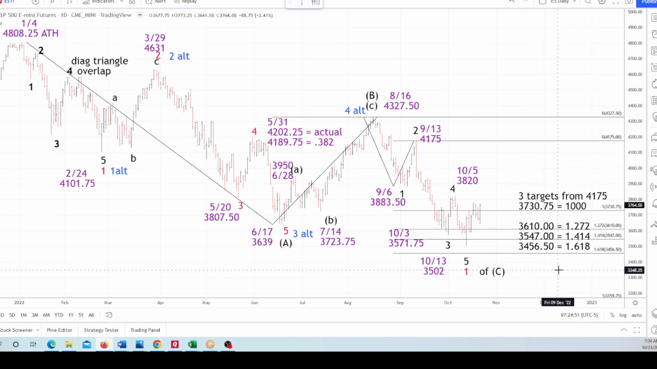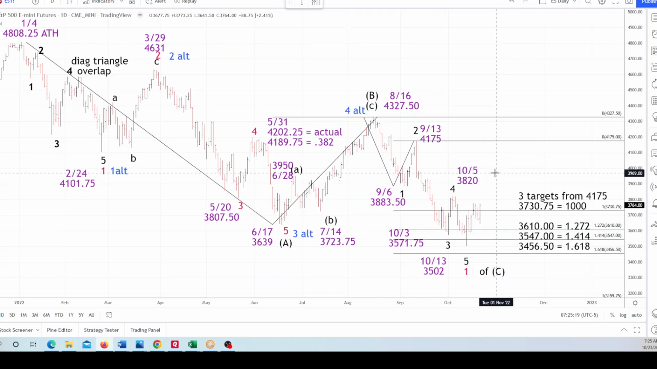And this can count a couple different ways. This is what I said we want to get into. You can see the 3 wave targets here, and they're 37.30, 36.10, 35.47, and 34.56. 34.56 is the 1.618, and it's down here. So we have 3 here, we have 4 there, and we have 5 here for one of the larger wave C. Then we would get a 2 up.